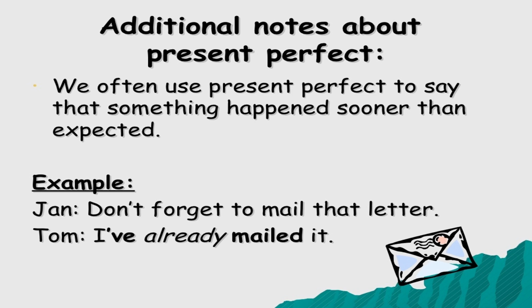We often use present perfect to say that something happened sooner than expected. Look here, we have an example. Jan says, "Don't forget to mail that letter," and Tom says, "I have already mailed it." Which structure has Tom used? Present perfect. Look here, we have a special word, already. Already means that something has happened before expected. So we use present perfect to refer to an action that happens sooner than expected.